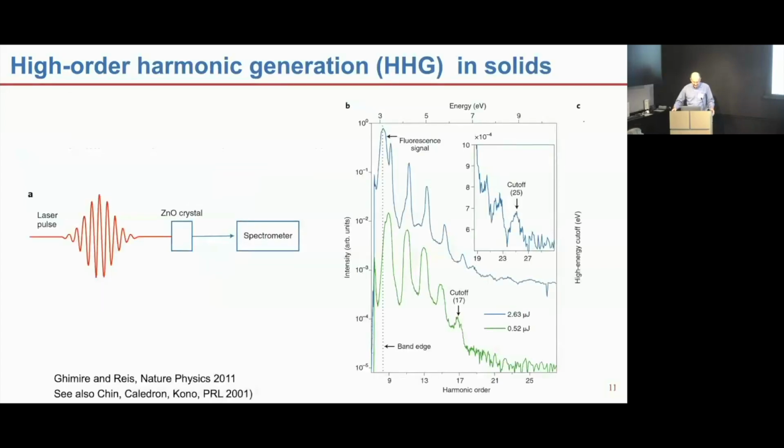High harmonic generation, of course, the Nobel Prize was awarded this year for high harmonic generation in atoms. I was thrilled about that. That was in 1988 that the first observation was made. High harmonic generation in solids was reported in this impressive paper from David Reis's group, and you should also see earlier work by Kono. Here they're looking at zinc oxide. There's a single laser pulse, and they're seeing harmonics up to the 25th order. So this is a very important method.